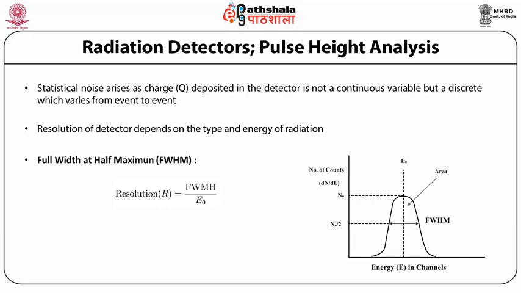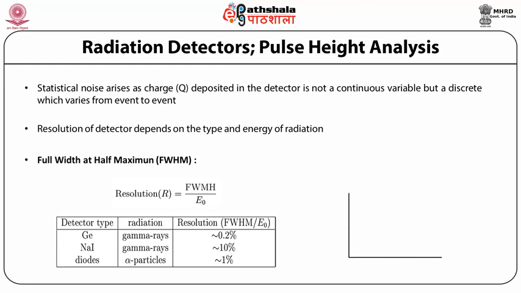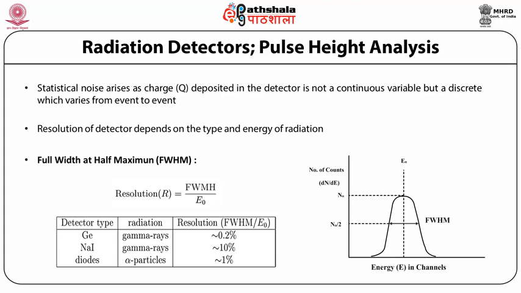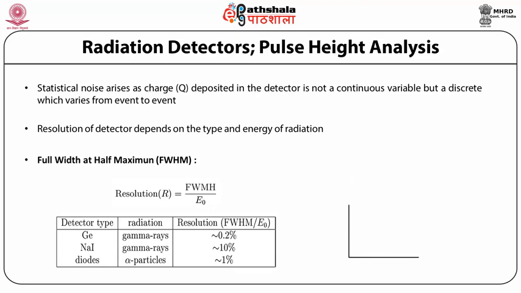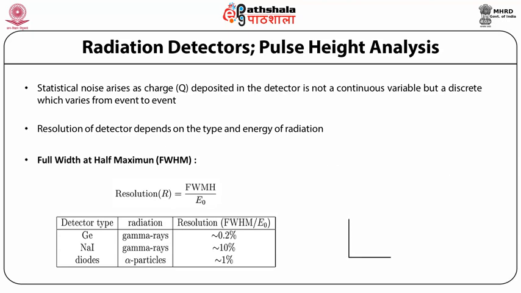For detector type, at the bottom of this slide a table is given in which typical resolutions of different types of detectors are given for different kinds of radiations. In the first column, detector type is given. In the second column, radiation is given. And in the third column, resolution in terms of FWHM upon E0 is given. As we can see, for germanium detectors, for gamma rays, we have a resolution of around 0.2%. Whereas for sodium iodide, for gamma rays, the resolution is around 10%. And for diodes, for alpha particles, the resolution is around 1%. So you can see that for gamma rays, different kinds of detectors have different resolution.